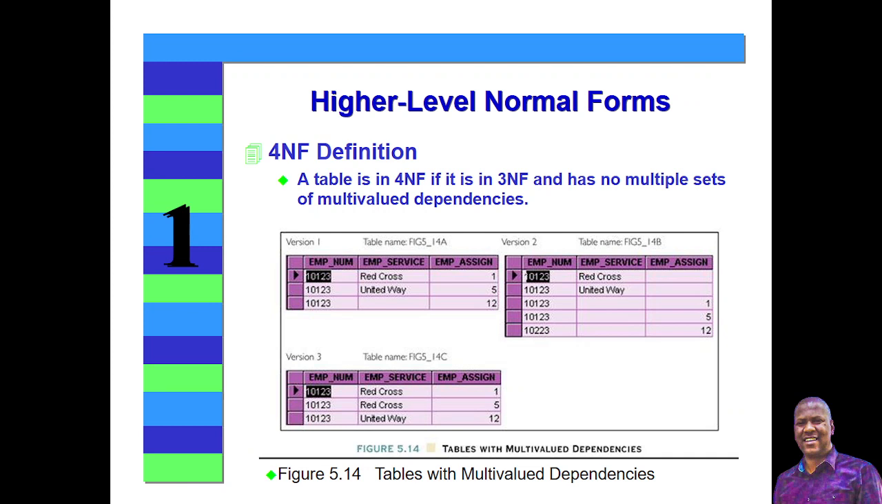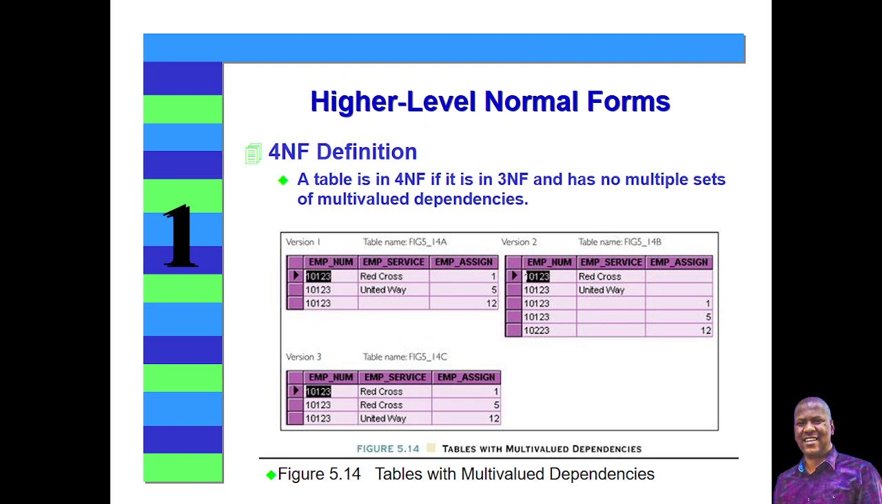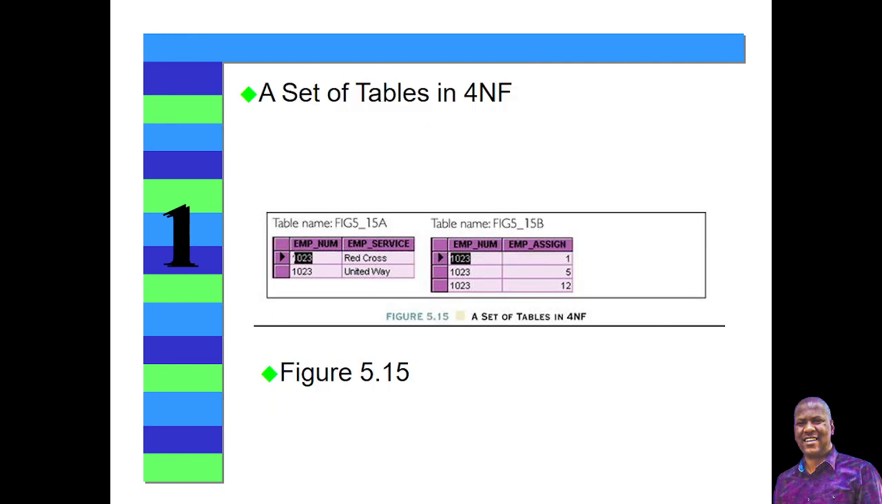We also have the fourth normal form. Rarely are we going to encounter it, but it's good to understand what it's all about. We say a table is in fourth normal form if it's in third normal form and has no multiple sets of multi-valued dependencies. If you have a fourth normal form, you can ensure that you eradicate the multiple sets, so that we don't have these multi-valued dependencies. For example, we have version 1, version 2, and version 3, and then we can also see how this set of tables in fourth normal form has been broken down and established.